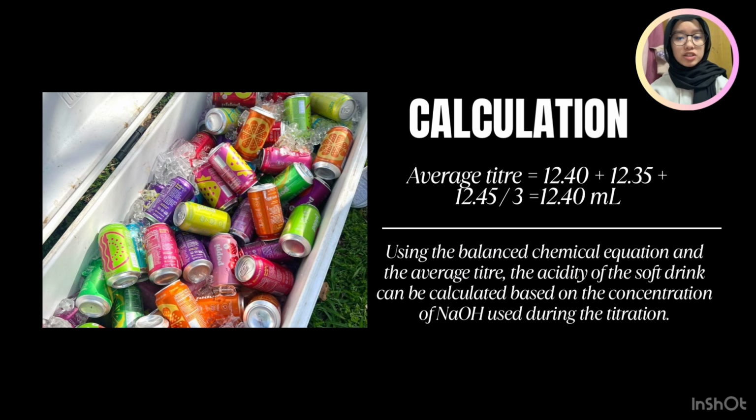Next, the average titer was calculated by adding the 3 titer values and dividing by 3. The average titer obtained is 12.40 ml. This average titer is then used together with the balanced chemical equation and the molar concentration of sodium hydroxide to determine the acidity of the soft drinks.